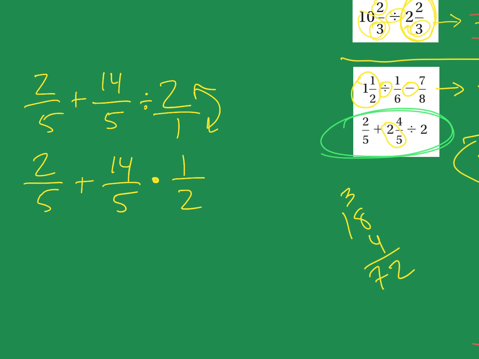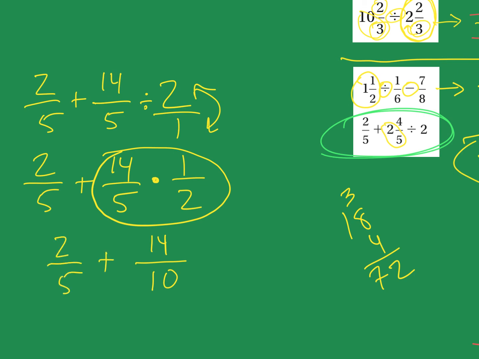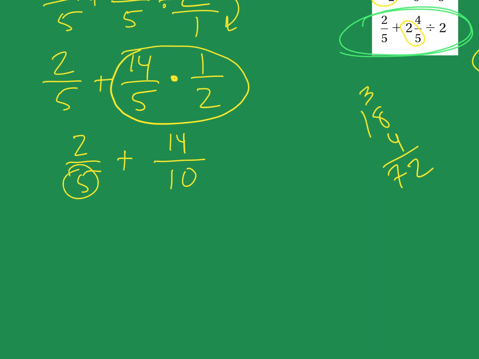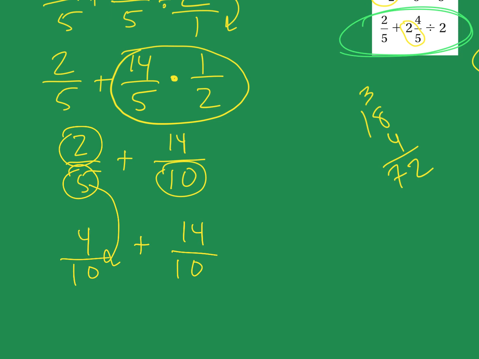Order of operations tells me I need to do the multiplication first. So 14 times 1 is 14, 5 times 2 is 10. I'm going to bring down the rest. Now we have addition, which means I need a common denominator. I'm going to use 10. 5 to 10 is times 2, so 2 times 2 is going to be 4. So left to right, 4 plus 14 is 18. The 10 stays the same.